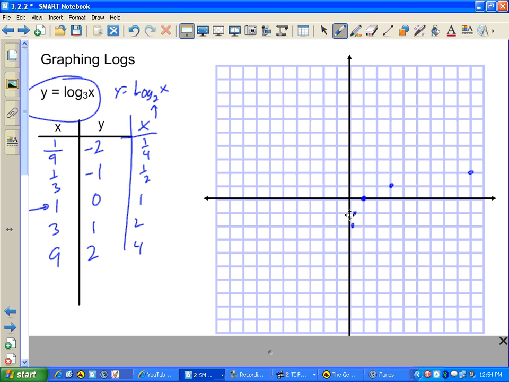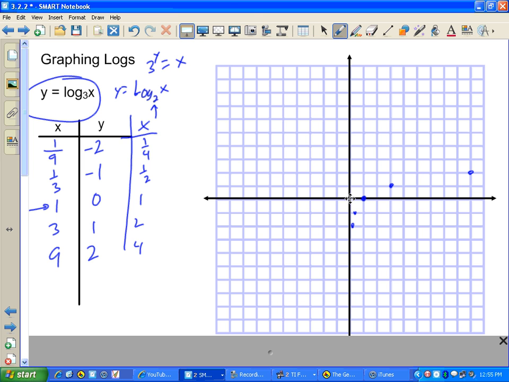So this is going to be our asymptote. Because I'm never going to get any negative numbers. I can't put negative numbers in for my x, because if I take 3 to some power, it's never going to come out negative. It's either going to be a fraction, or some kind of whole number, or not whole, but some kind of positive number. So this is an asymptote, and we're going to follow that.